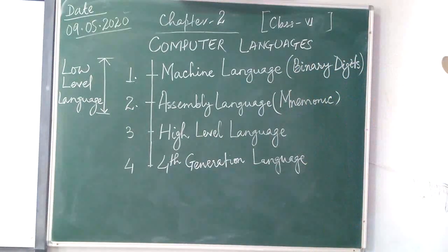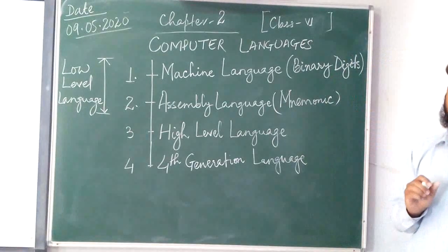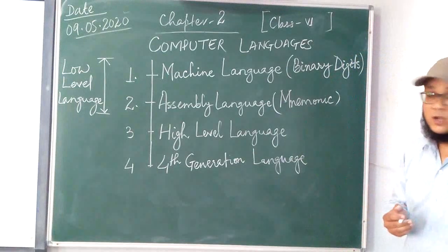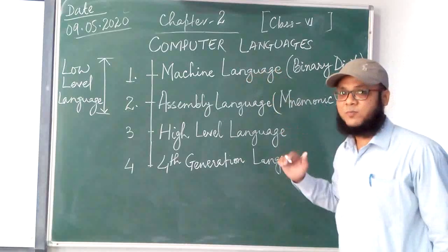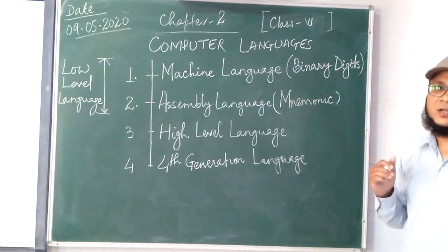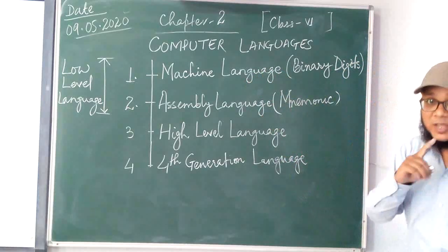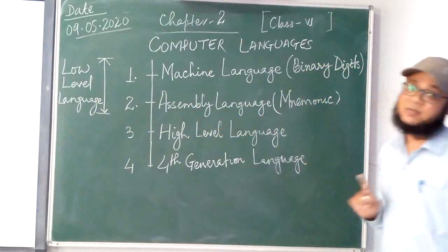So what are mnemonic codes? Some short words taken from the general English language and mathematical symbols were used in order to write codes in assembly language. So this was relatively easier for a programmer to understand and write the code. But there is a disadvantage with assembly language, and that disadvantage is that the computer cannot directly understand it.